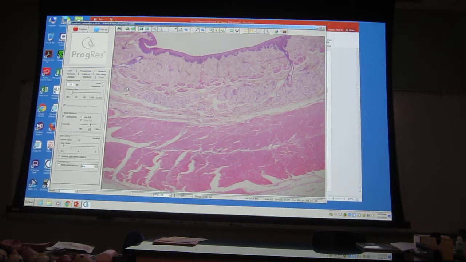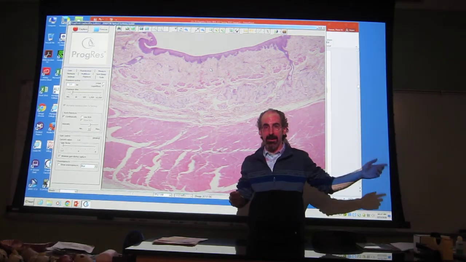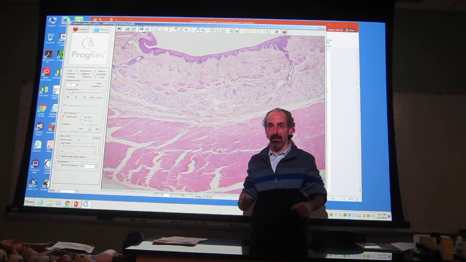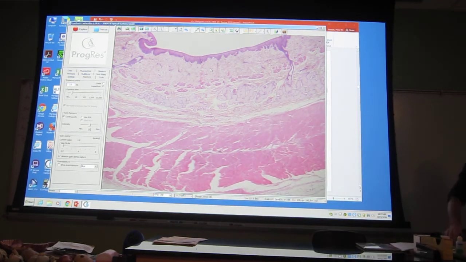Okay, let's start with the esophagus. I'm going to be off screen part of the time by the podium as I manipulate the slide, and then I will come back here and point out some features. Sometimes I'll use the mouse, and sometimes I'll use a pointer.